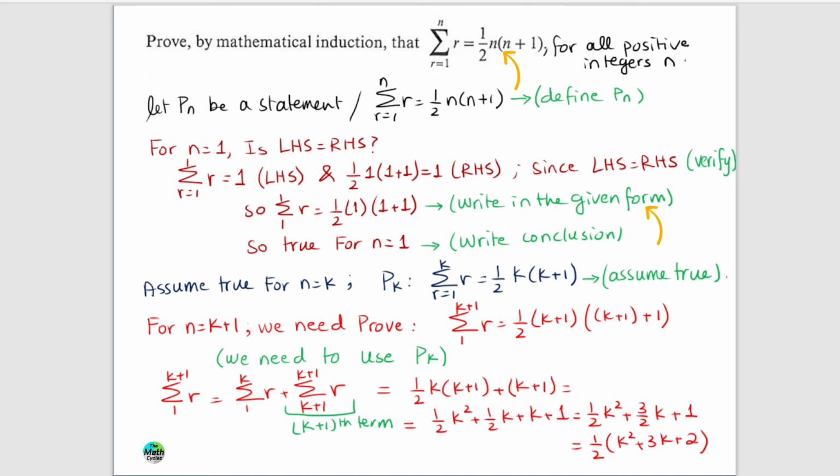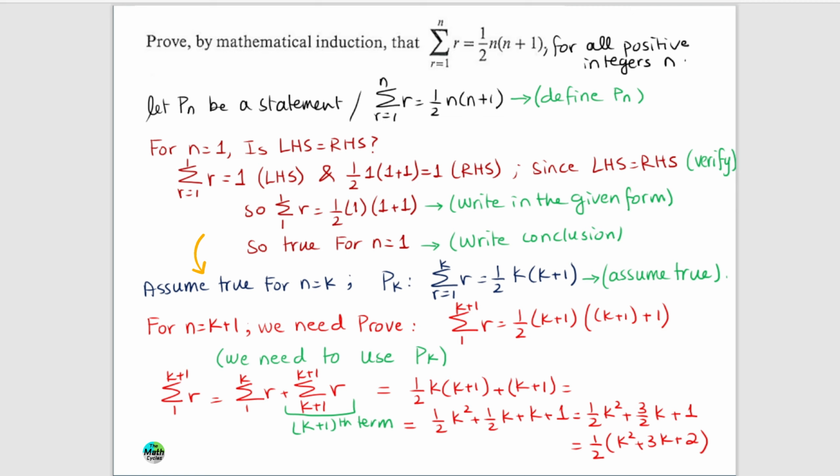So I need here to state or write the conclusion about the base case. So I say, so true for n equals 1. And this is the base case. Moving on to the second step. Here, I don't need to prove anything, I don't need to do anything. I just assume true. And this step is just there to help me prove the next step.